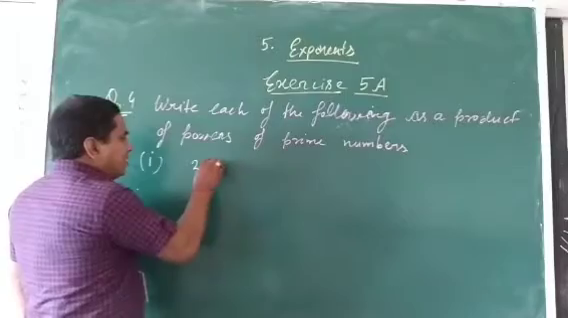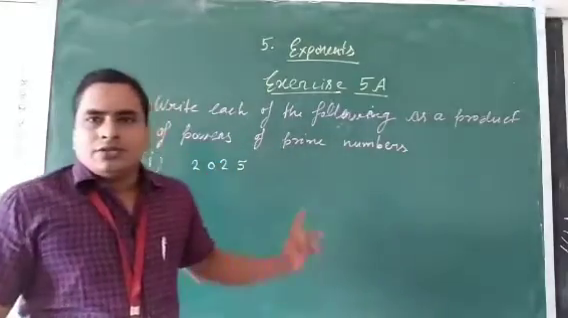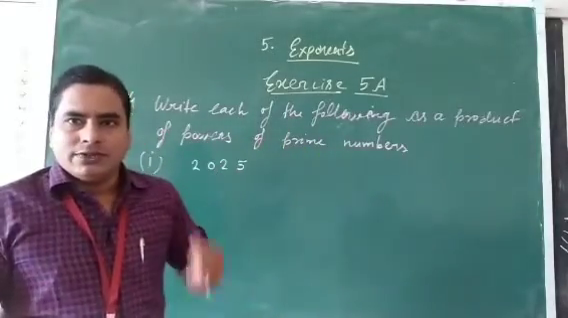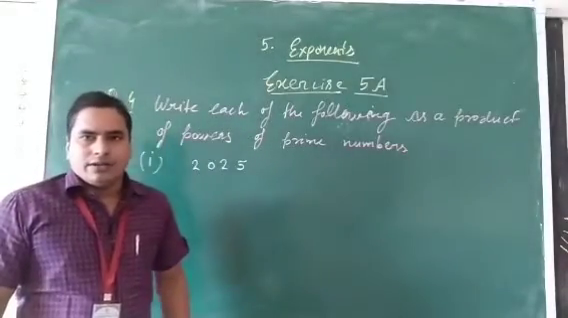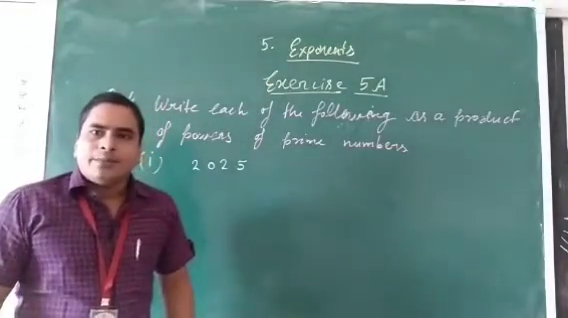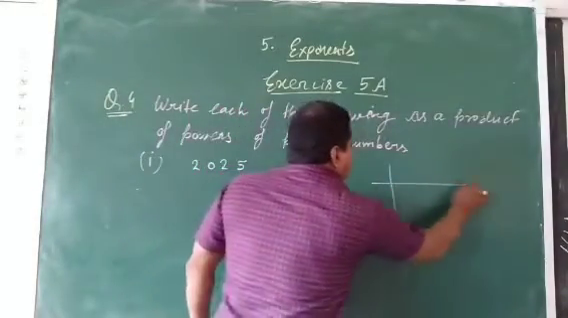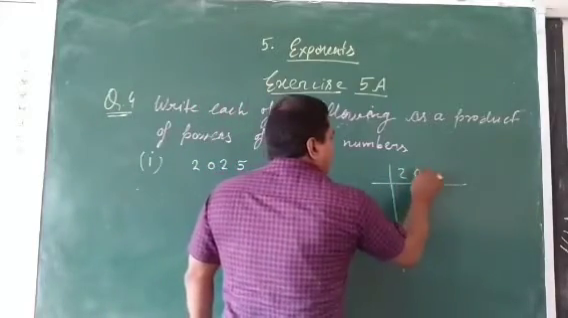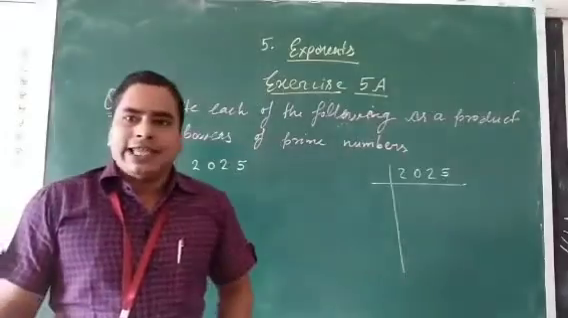First is given 2025. So how can we represent the product of powers of prime factorization? First we have to find the prime factors of this given number. First we will find the prime factors. See, using the method, 2025. First use your concept of divisibility test.